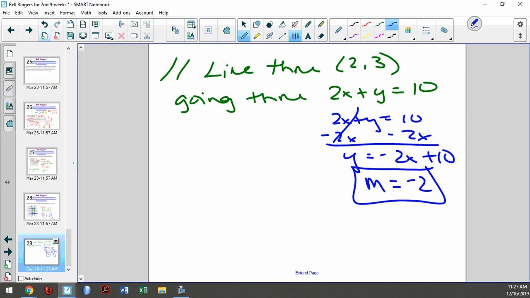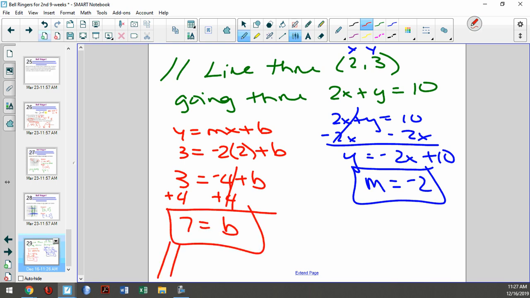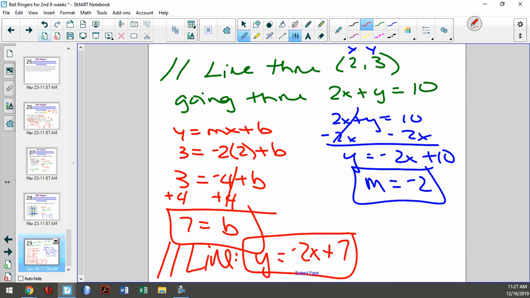Now what do I do? I'm going to take that point, which is x and y, and I'm going to do y is equal to mx plus b. Y is 3, m is going to be -2, x is 2 plus b. Yes? So 3 is equal to -4 plus b. Add the 4. 7 is equal to b. So what is my parallel line? Very good.